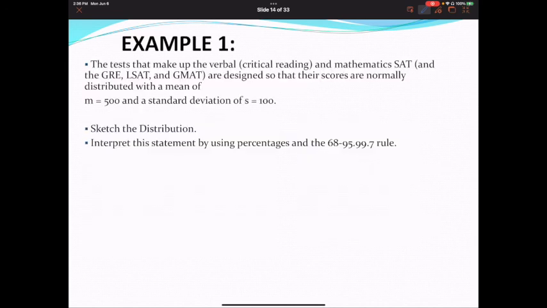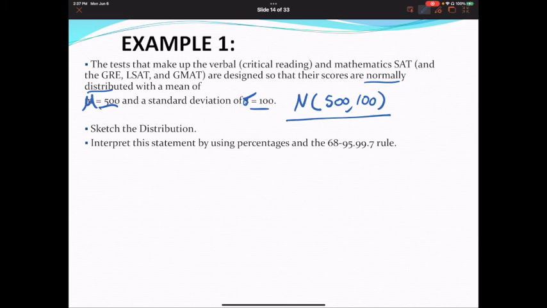So the tests that make up the verbal, critical reading, and mathematics SAT are designed so that their scores are normally distributed with a mean of 500 and a standard deviation of 100, right? So maybe I should have put mu and sigma, sorry about that. And we could write this as the normal distribution with mean of 500 and standard deviation of 100, right? If we wanted to use that notation.